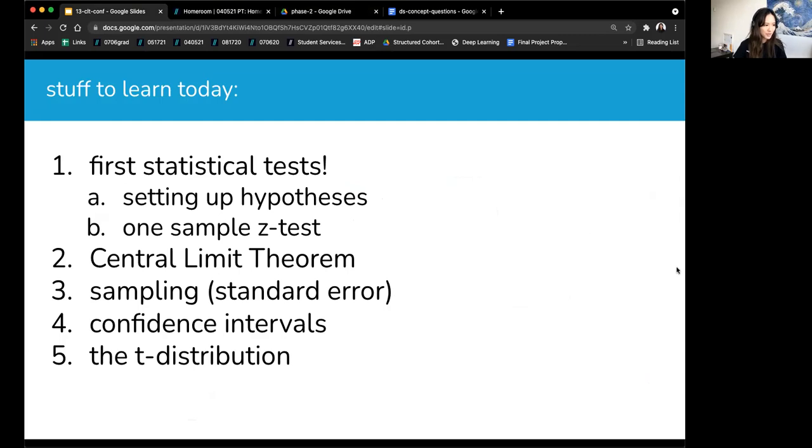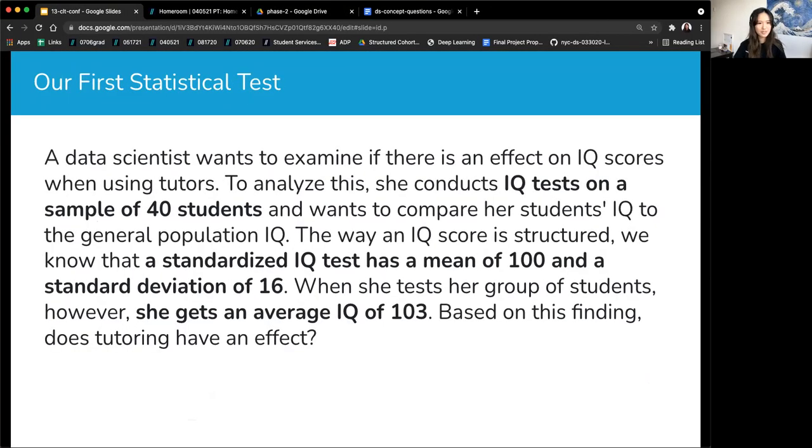And to start, this is what a statistical testing situation looks like. So let's read through this. A data scientist wants to examine if there's an effect on IQ scores when using tutors. To analyze this, she conducts IQ tests on a sample of 40 students and wants to compare her students' IQ to the general population IQ. So the way an IQ score is structured, we know that a standardized IQ test has a mean of 100 and a standard deviation of 16. When she tests her group of students, however, she gets an average IQ of 103. Based on this finding, does tutoring have an effect?